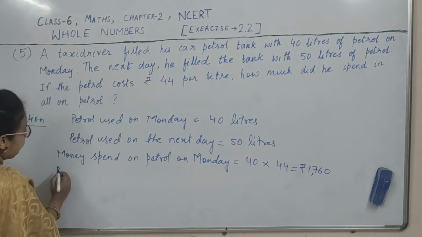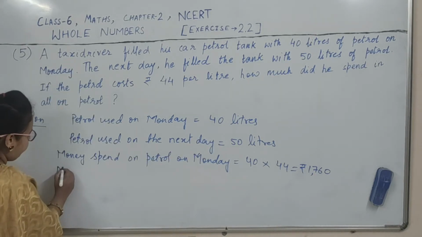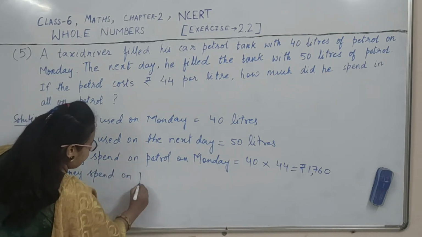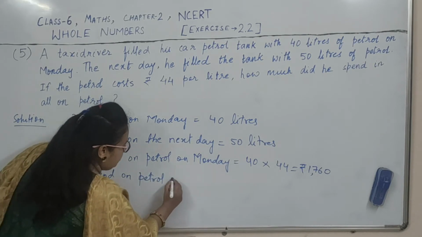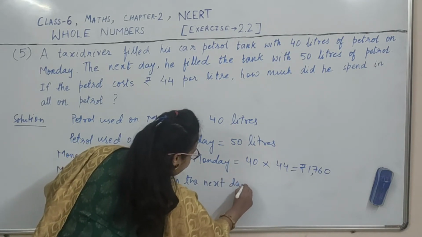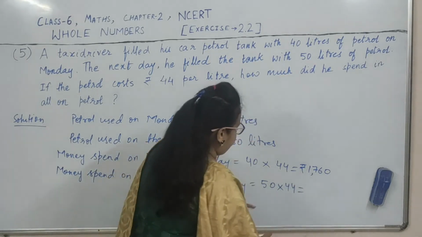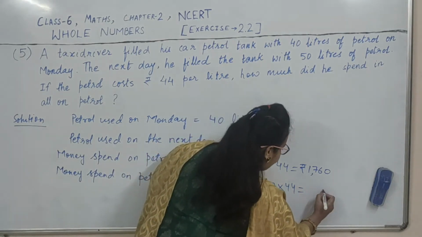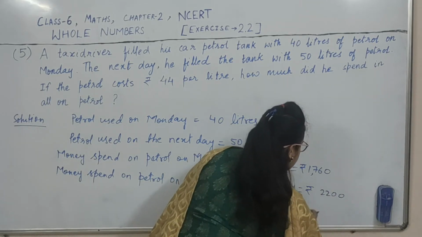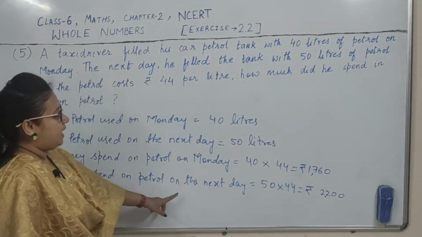And the money spent on petrol on Tuesday, on the next day, will be how much? So money spent on petrol on the next day is equal to how much? 50 into 44, which will be 5 multiplied by 44. 4 5s are 20, 22 and this 0. So rupees 2200 is spent on petrol on the next day.